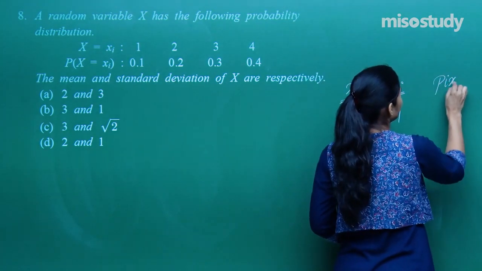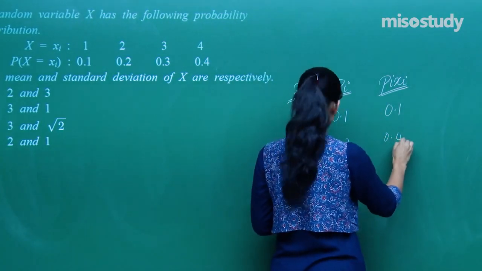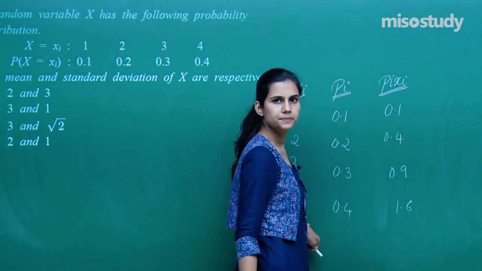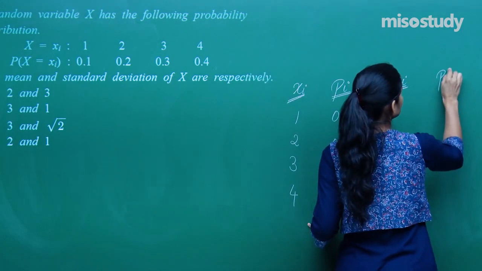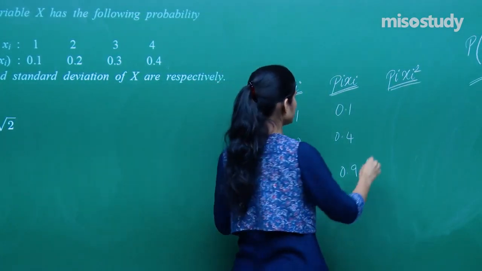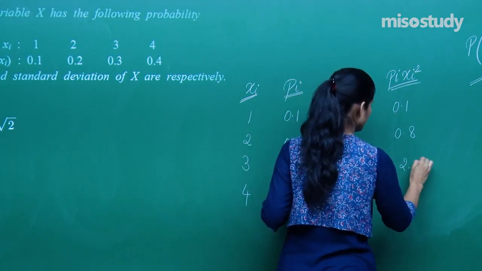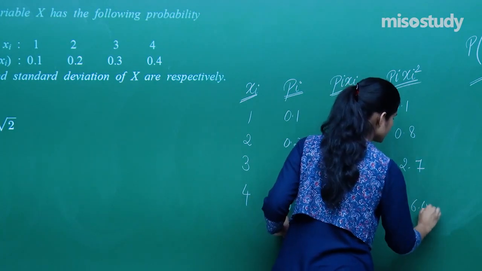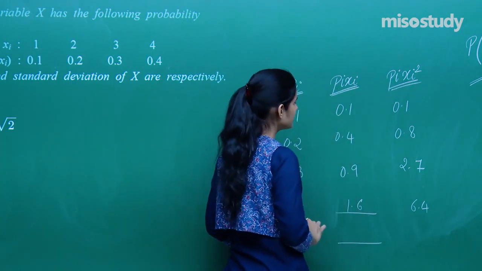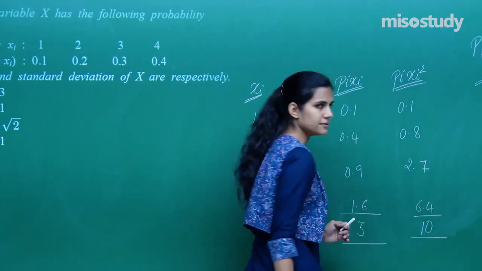What do we compute? We compute pi xi. This becomes 0.1, this becomes 0.4, this becomes 0.9 and this becomes 1.6. Then you compute pi xi square, and that gives you 0.1, then 0.8, then 2.7, and then 6.4. When you add this, what you get is 3, and when you add this, what you get is 10.